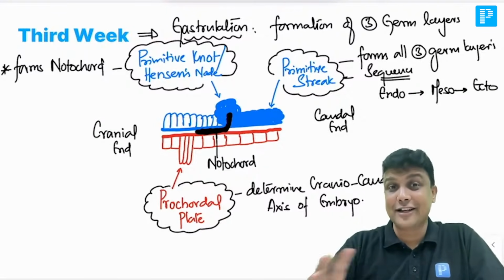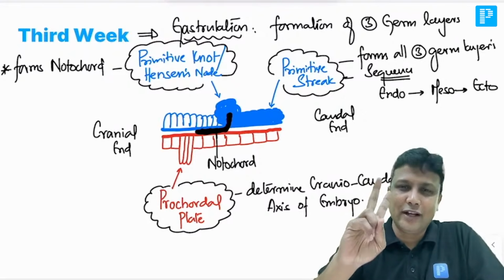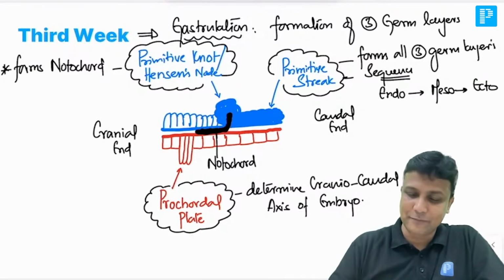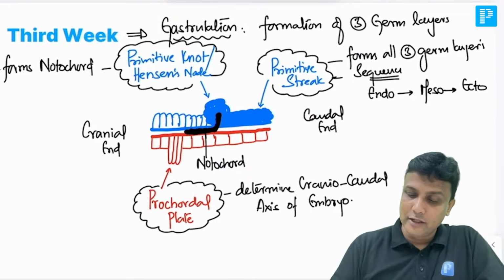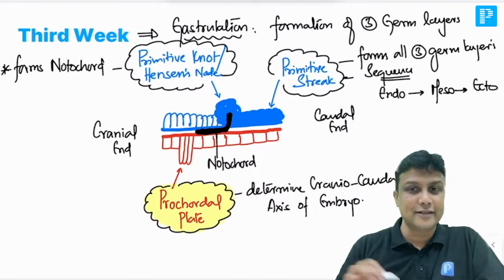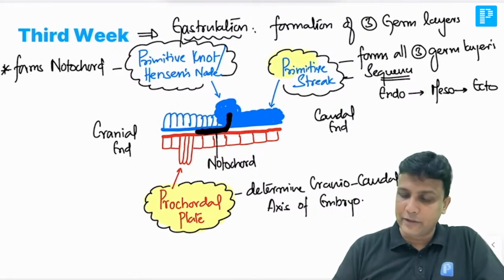And remember, it is very much symmetrical. In the second week, everything is double. In the third week, as a student, I'm going to remember three things. Number one, we have to remember the procaudal plate. It is going to decide the craniocaudal axis. Number two, the primitive streak. It is going to form all three germ layers. And number three, the primitive knot. It forms the notochord, sir.